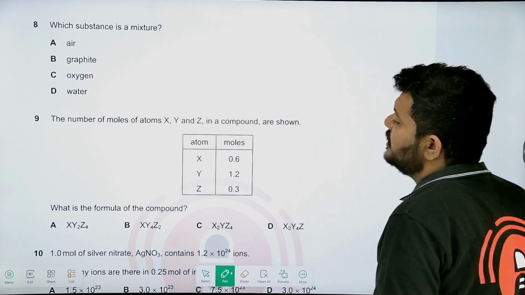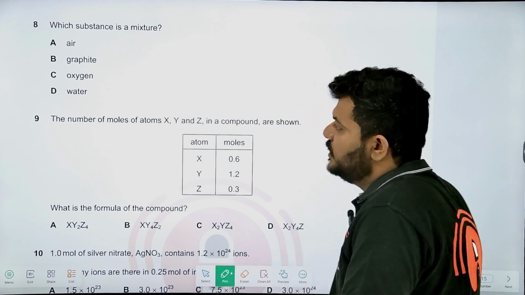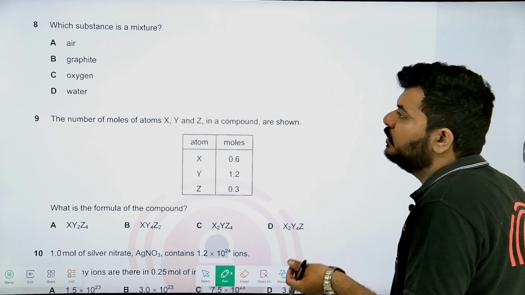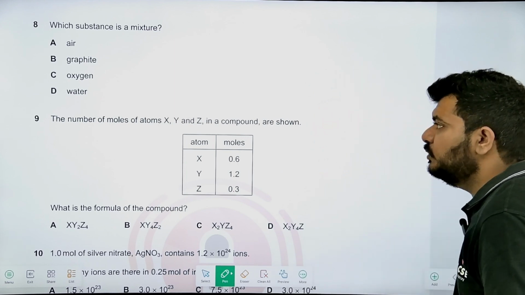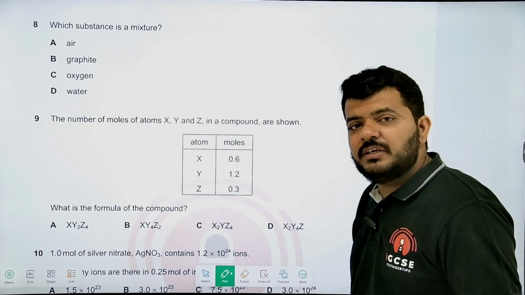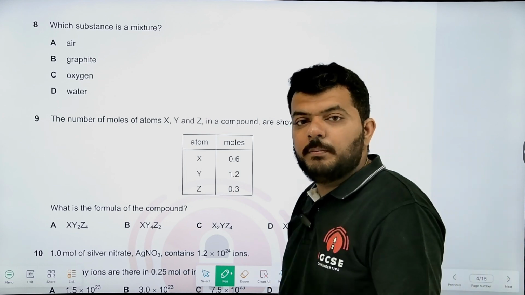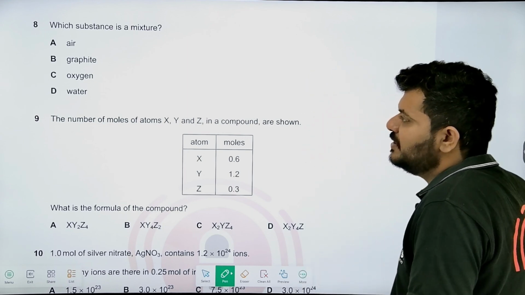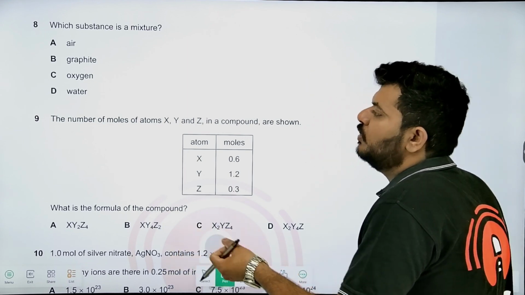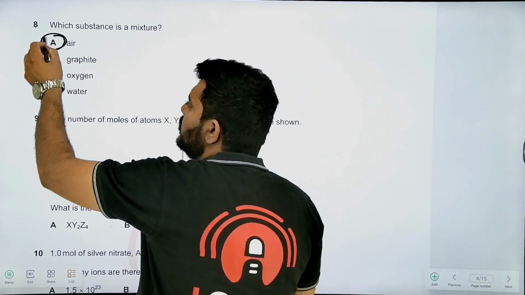Which substance is a mixture? Air, graphite, oxygen, water. Graphite, we've just discussed, is a giant molecular structure which is carbon. Oxygen is an element, although it is diatomic, it is still an element. Water is a compound, right? Compounds and elements are pure, right? Everything else is a mixture. So graphite is an element, oxygen is an element, water is a compound. Therefore, air is a mixture.